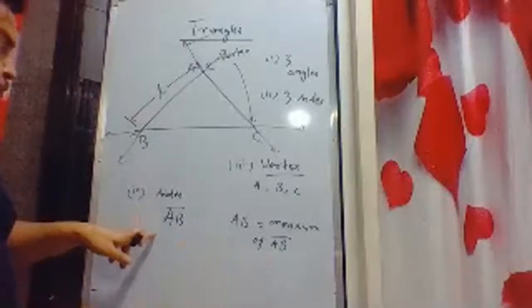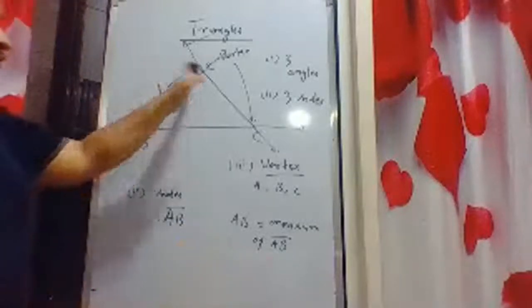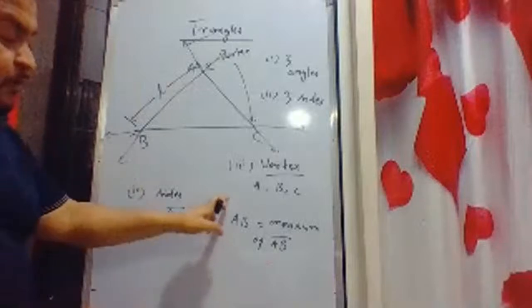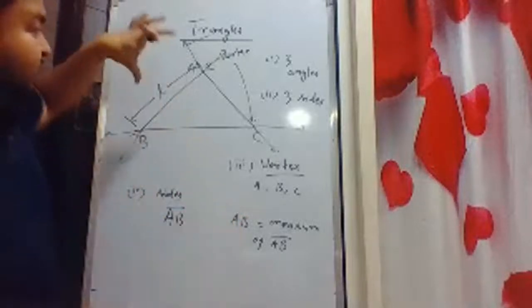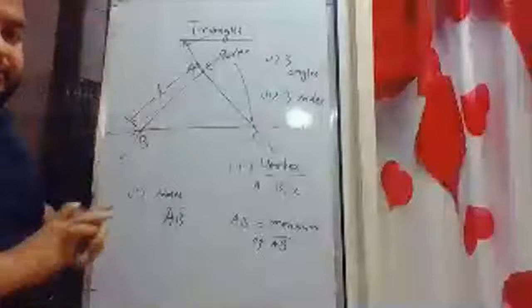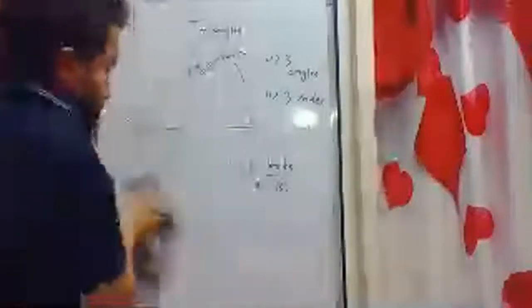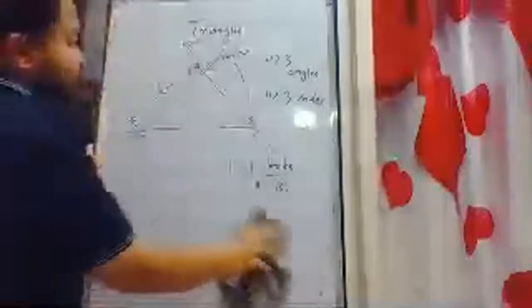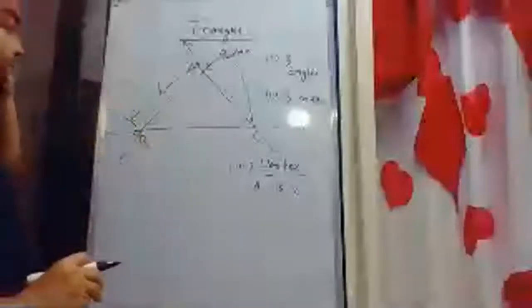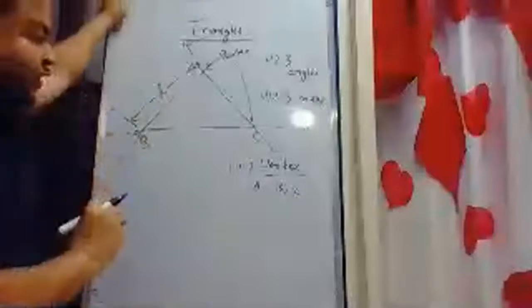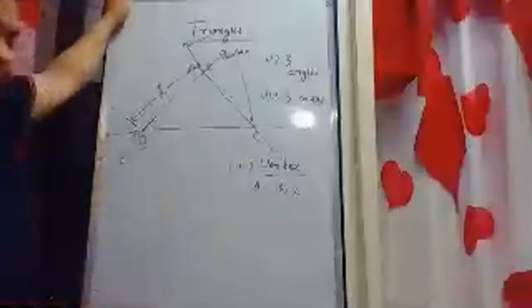Okay, AB bar indicates the AB side, but only AB without the bar indicates the length or the measurement of AB. Okay, now let us go to one more notation. So we are done with vertex. We are done with sides. Now let us slowly move our discussion towards angles.